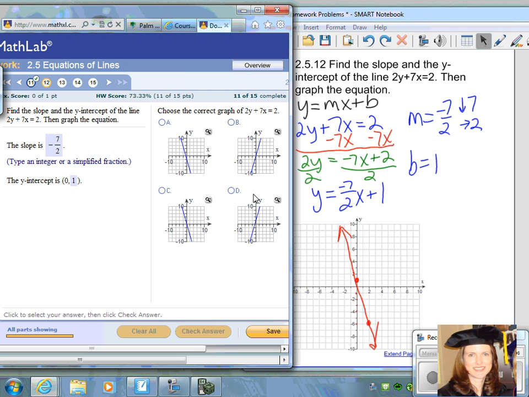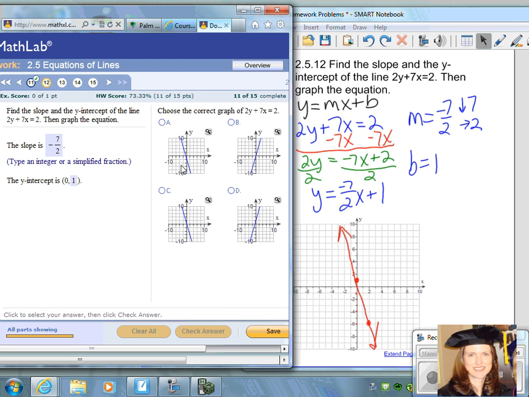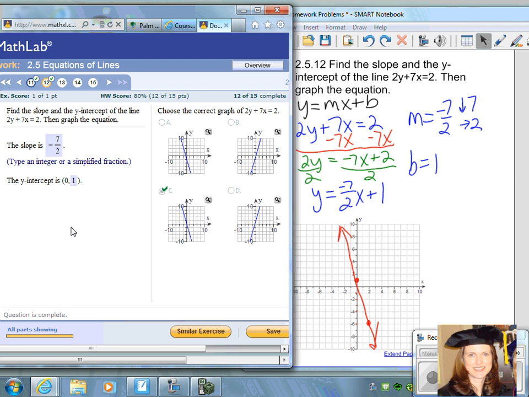And out of all those graphs, it looks most like, oh, it's hard to tell, so I'm going to have to zoom in to see. Okay, it looks like it crosses through positive 1 and it has that negative slope. Select D and check your answer. Fantastic.